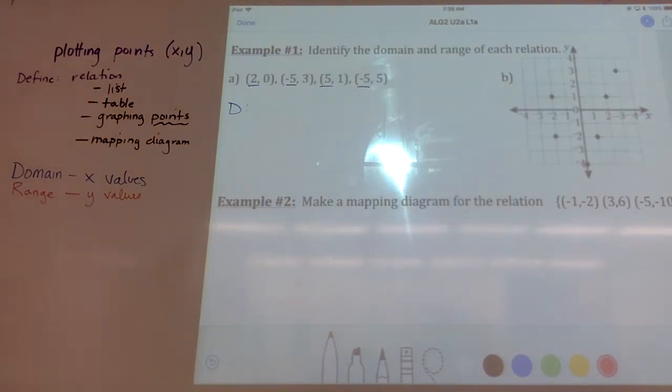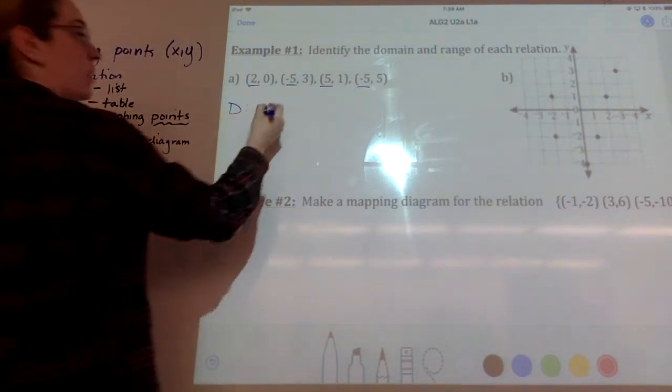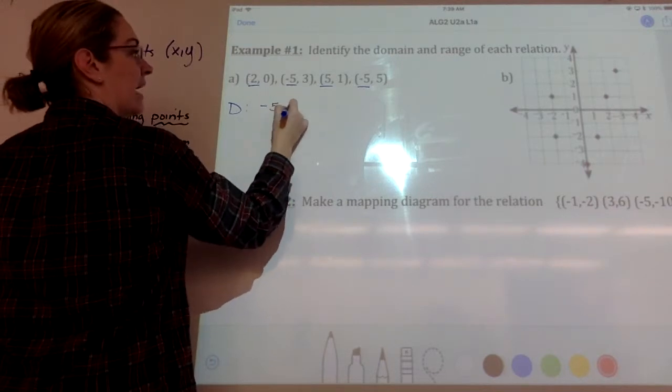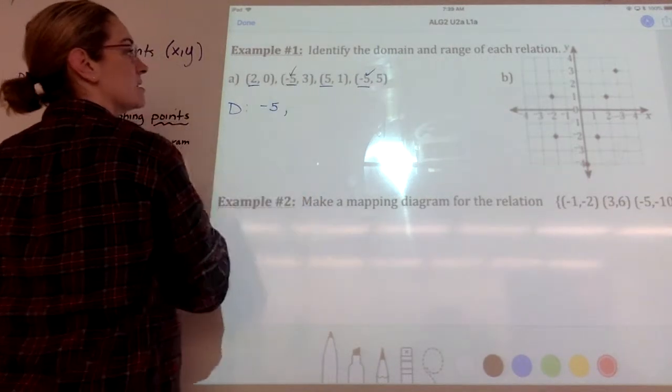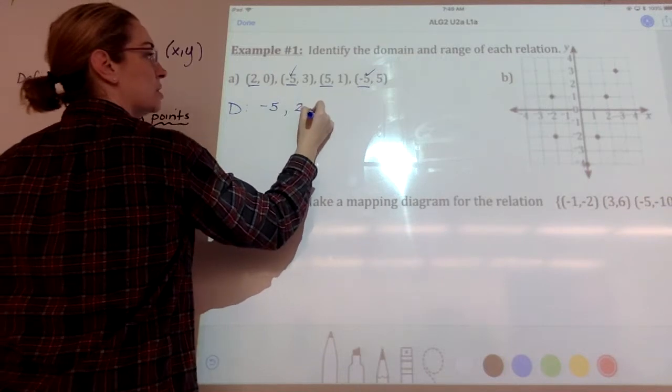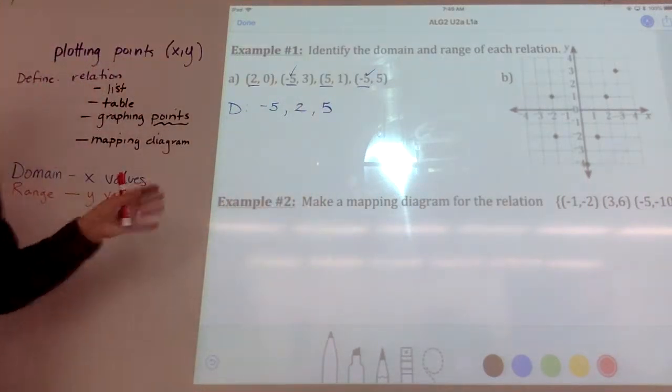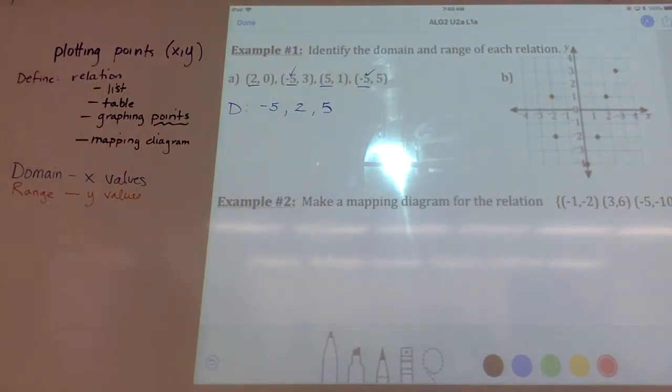I want to put them in order from lowest to highest, and I don't want to repeat. So which number repeats of the ones that I underlined? -5. So I only write that one time. -5, took care of that. Then comes the number 2, and then the number 5. I got it. So that's your domain.